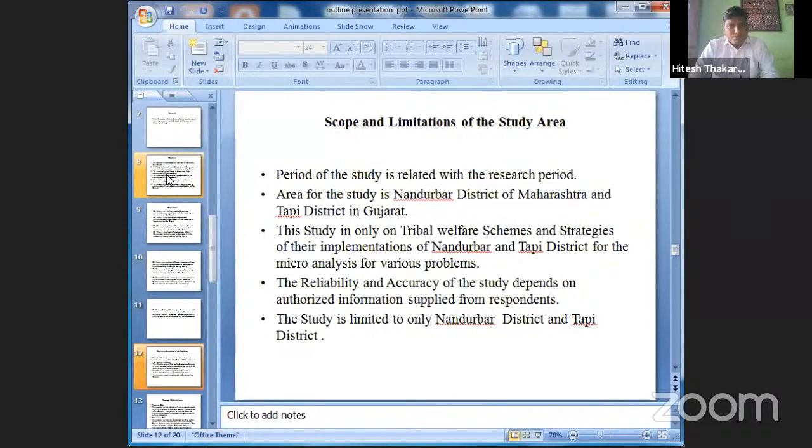Another limitation: this study is only on tribal welfare schemes and strategies of their implementations of Nandurbar and Tapi district for the microanalysis for various problems. Another is the reliability and accuracy of the study depend on authorized information supplied from respondent. Another is the study is limited to only Nandurbar district and Tapi district.